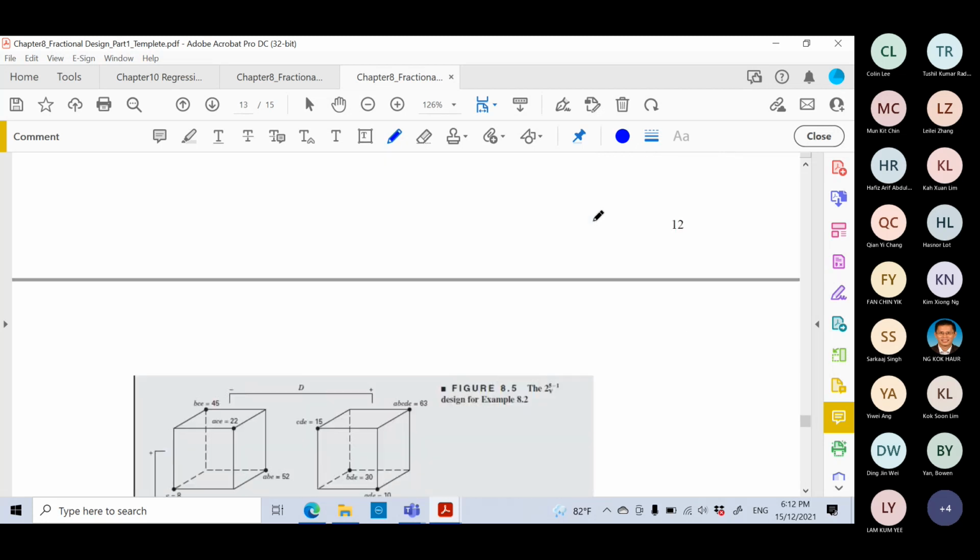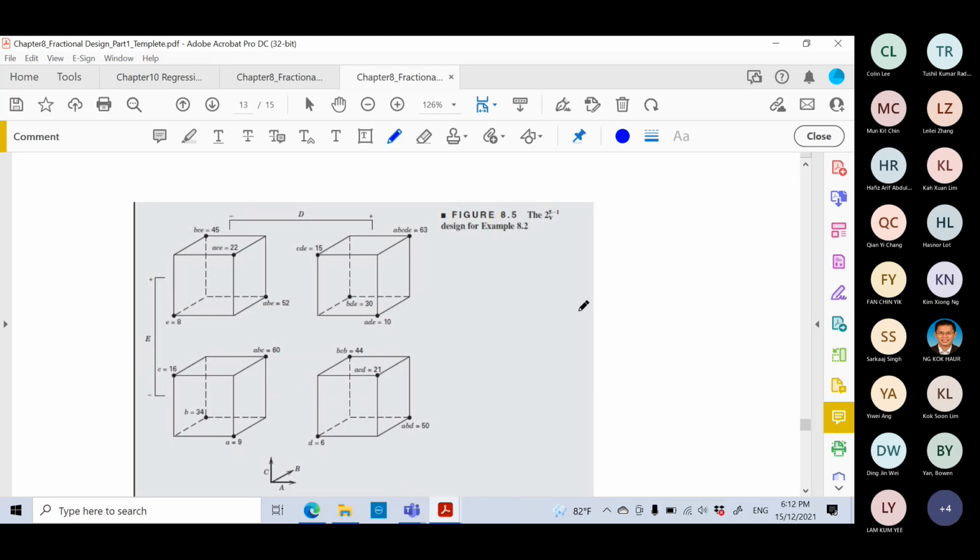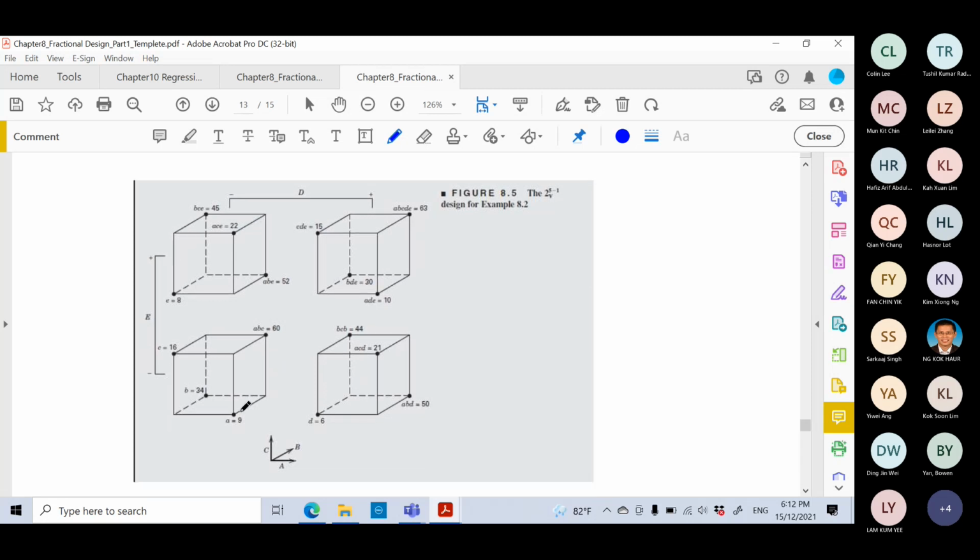Okay, so this one is the diagram. It shows you what treatment combinations they run. The first one, they run the A, they run the B, they run the ABC, and so on. So the point here is they represent in the diagram to show you the treatment combinations they run. Okay, and you have another 4 of them here, plus these 4 of them, okay, and here.